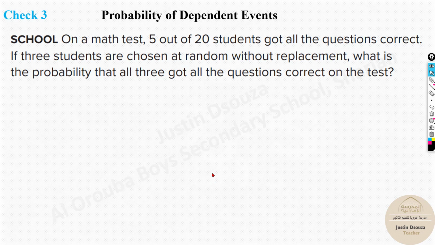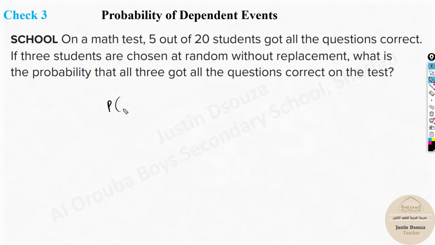Over here, we have another similar problem. On a math test, 5 out of 20 students got all questions correct. If 3 students are chosen at random without replacement, what is the probability that all three got all the questions correct on the test? Okay, now look, the condition is only 5 out of the 20 students got full marks in the math test, but you're picking students at random. Three students, how many? Three students.